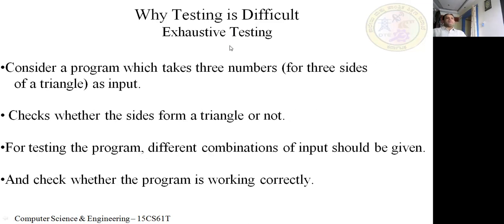One more example. Consider a program which takes three numbers. You want to find the type of a triangle based on its sides. For example, if all the sides of a triangle are equal, we call it an equilateral triangle. If two sides are the same, we call it an isosceles triangle. And if the three sides are different, we call it a scalene triangle.